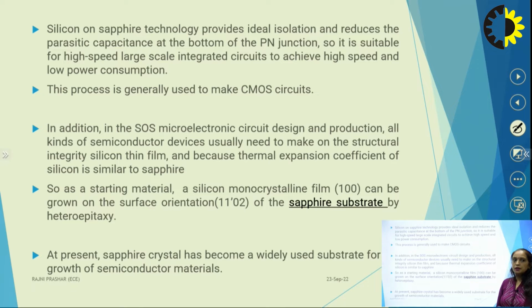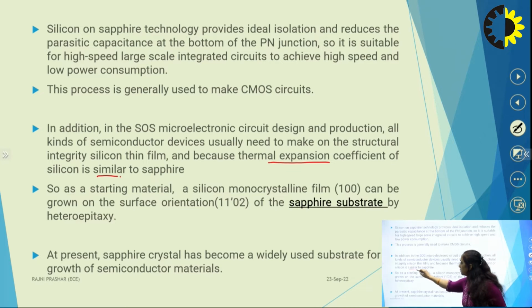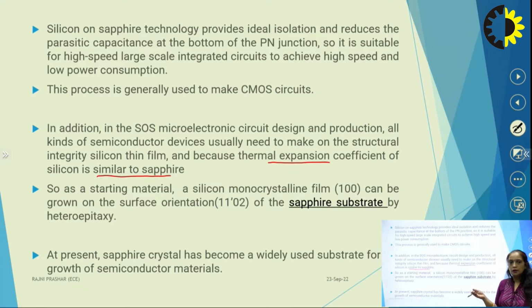So this process is generally used to make all the CMOS circuits. In addition to that, in case of SOS, your circuits and the production can be done on a single silicon layer, because the thermal expansion coefficient of silicon is similar to the sapphire. So everything can be done on a single substrate.